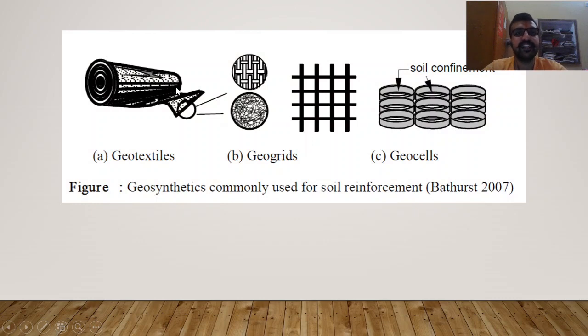Common types of geosynthetics used for soil reinforcement include geotextiles, particularly woven geotextiles, geogrids, and geocells. Talking about the geotextiles, these are continuous sheets of woven, non-woven, knitted or stitch-bonded fibers or yarns. Geogrids have a uniformly distributed array of apertures between their longitudinal and transverse elements.